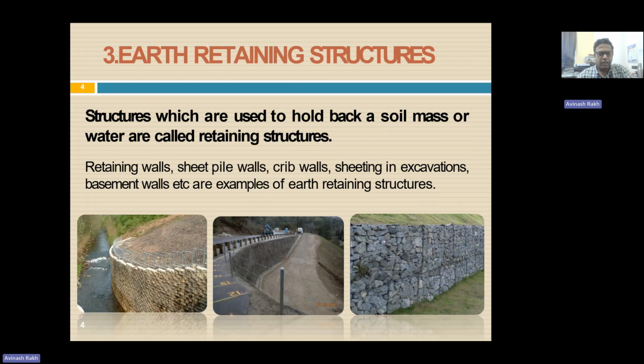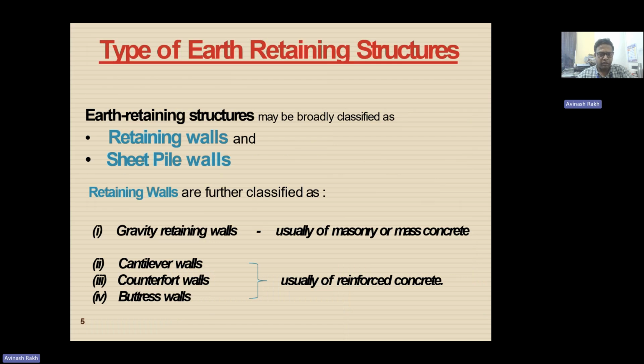Then let us see the typical concept of retaining structure. Structures which are used to hold back a soil mass or water are known as retaining structures. So this is the typical definition of retaining structure. Examples of retaining structures are sheet pile walls, creep walls, sheeting in excavations, basement walls, etc.